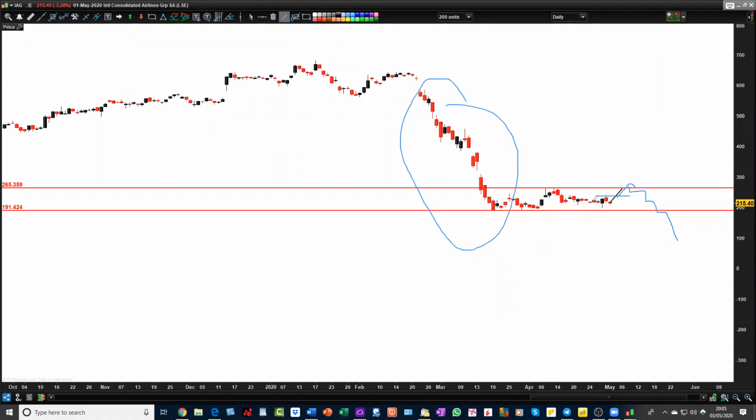If there are too many people sitting short here and the market makers want to get some volume back in it, they'll just shove it back up. Stop people, then they know where the stops are. They'll stop people out and then take it down again.